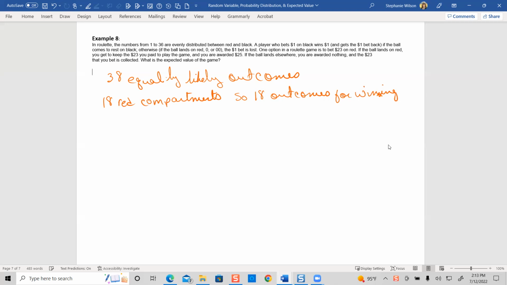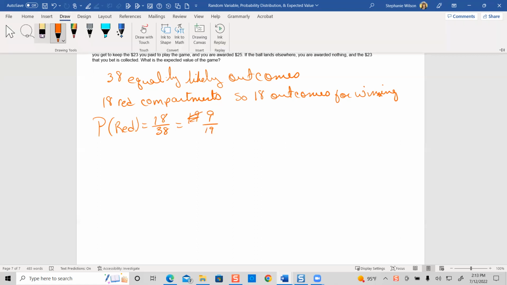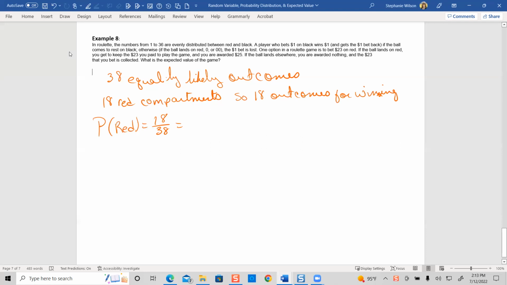All right. Find the probability that the ball will land on red. So I'm going to have 18 out of 38. It reduces to 9/19. My writing is getting a little messy here. Let's correct this.